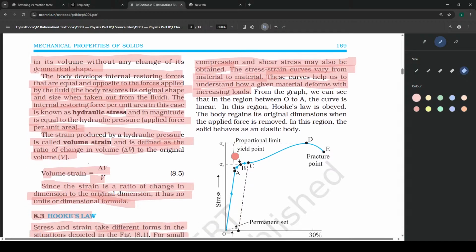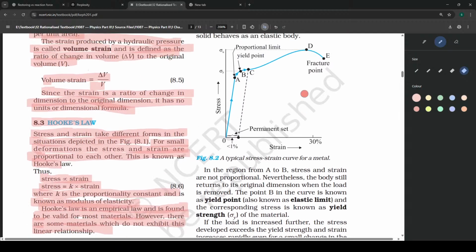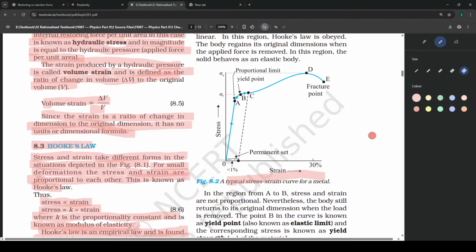The slope of this graph is basically the modulus of elasticity from Hooke's law. From the graph, we can see that in the region between O and A. Let's observe the graph first. A typical stress strain curve of a metal. If we observe, this is a permanent set. This is a stress, this is a strain.